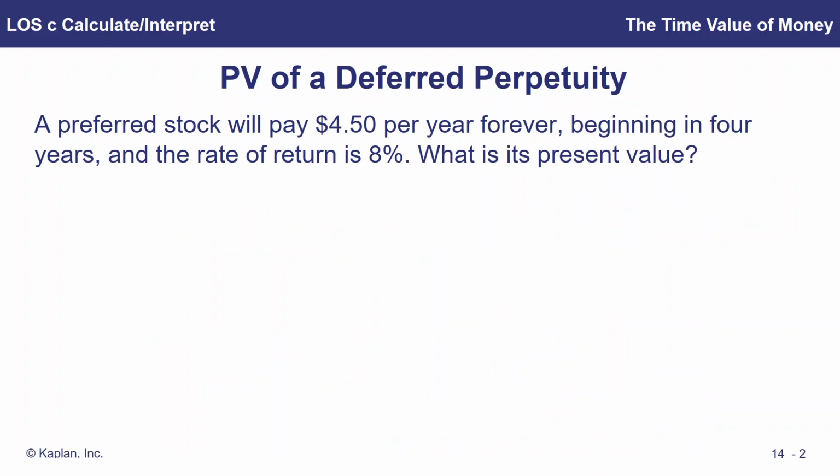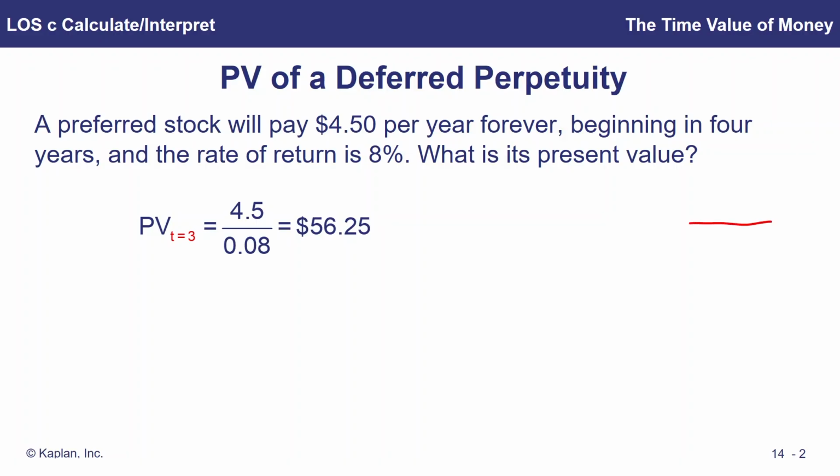Right, present value of a deferred perpetuity. This is the last real one that we're going to see. So we've got a preferred stock paying $4.50 per year forever, beginning in 4 years' time. The rate of return is 8%. What is the present value? Well, we're going to deal with it the same way as before.